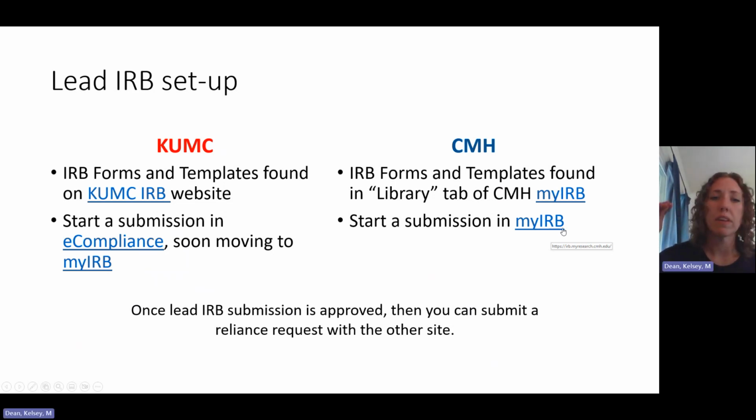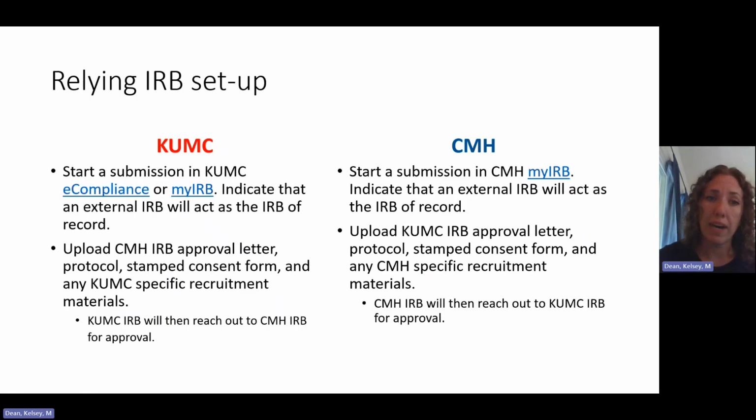So once you have your lead IRB approved, then you can do the next step, which is setting up your relying site IRB. So this would be the other institution. So if your home institution's KU and you're wanting to do research at Children's Mercy, that would be the relying IRB.